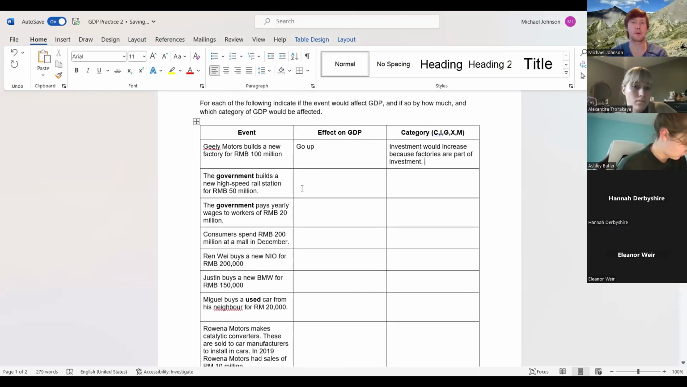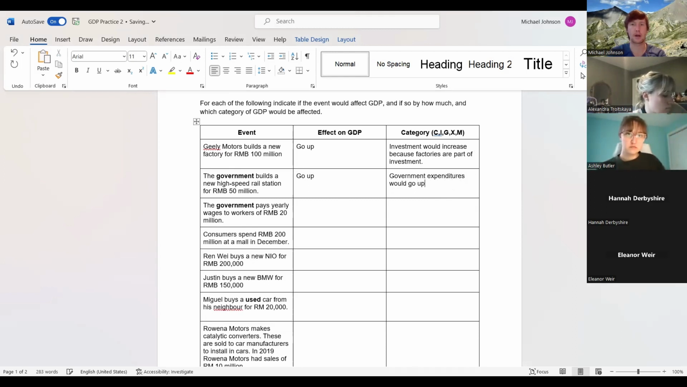So then the government builds a new high-speed rail station for RMB 50 million. So Hannah, do you want to try doing that one? I think it would also go up, and it would be under the government expenditures. Yes, exactly. So government expenditures would go up. That's great.